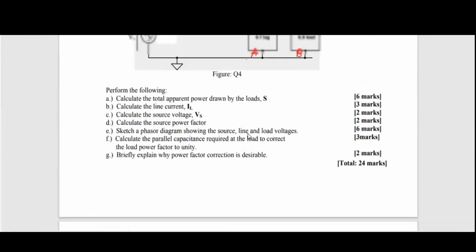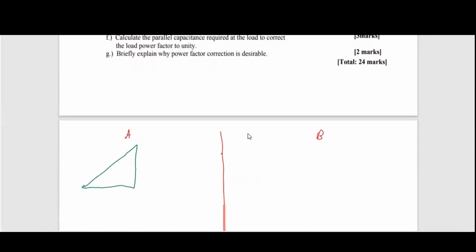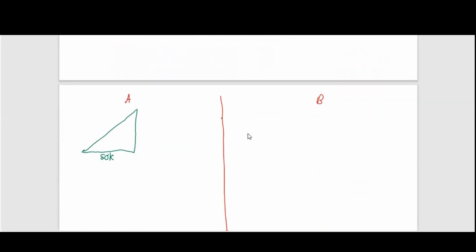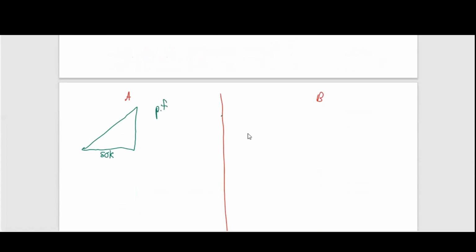All right, so what do they give me? They give me P, 50K. So 50K goes in here. All right, what power factor do they give me? 0.7. So same equation, we know power factor is the ratio of P and S. Therefore, 0.7 is equal to 50K on S. So S would just equal, fling that across, 50K divided by 0.7. And that's what you get for that.